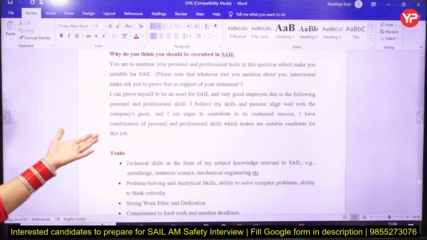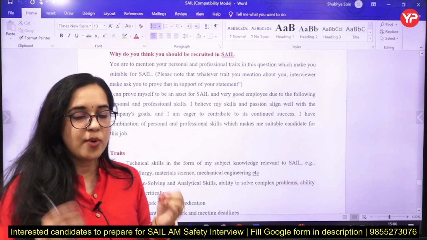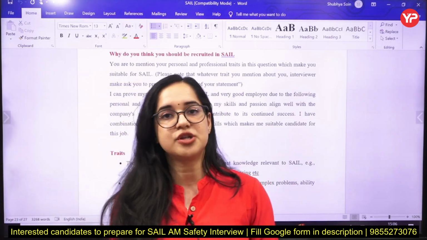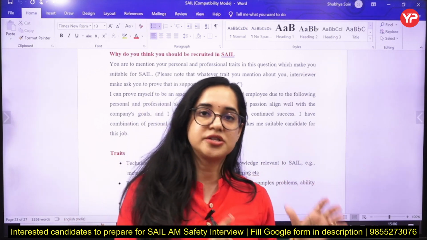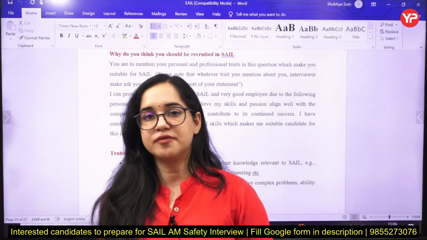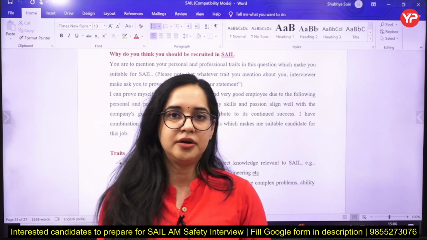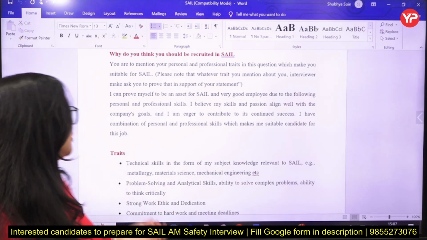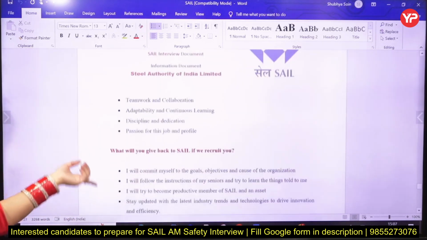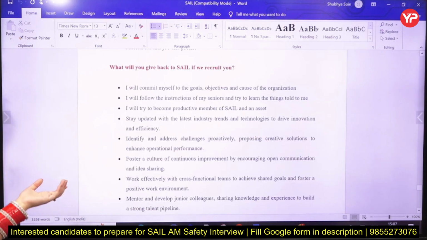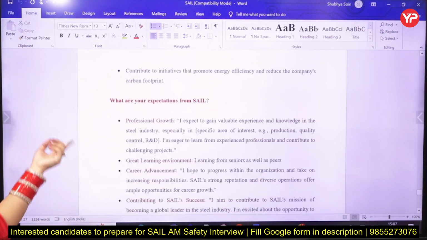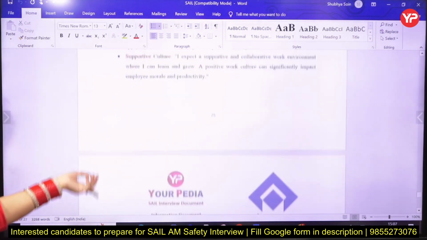Then, why do you think you should be recruited? Because we have massive other options, why are you the better fit? So you can divide this answer into two domains. One is your hard skills part, the other is your soft skills part. Hard skills showcase your experience, if you have any previous experience where you learned certain traits and skills. And soft skills could be your leadership, your practical approach, your social approach. It could be anything related to the profile you are heading towards. Now, these are the traits that are very, very important. Now, what will you give back to SAIL if we recruit you? Obviously, at the end they also ask if you have any questions or any expectations from SAIL which you want to mention.